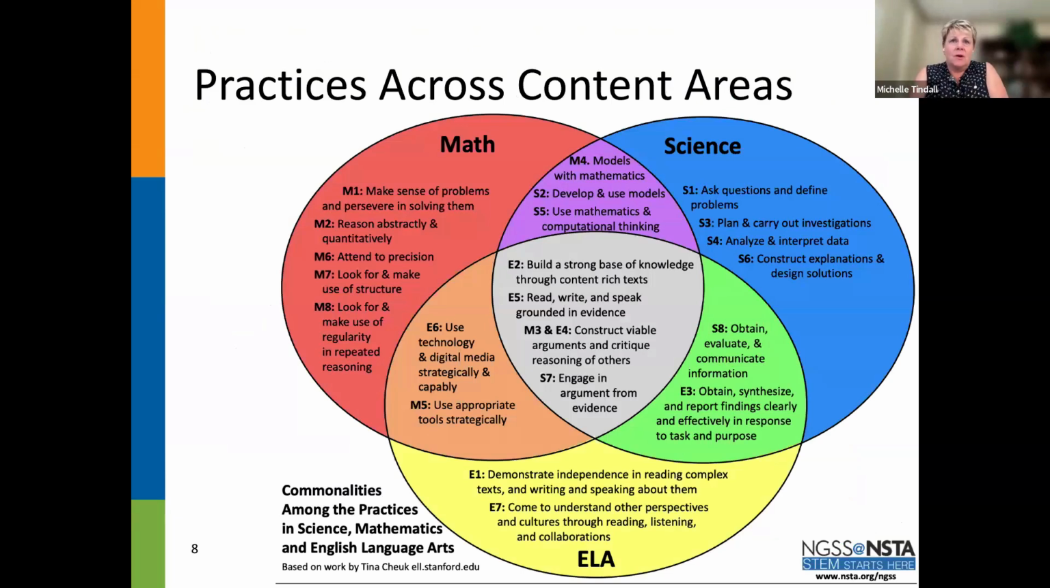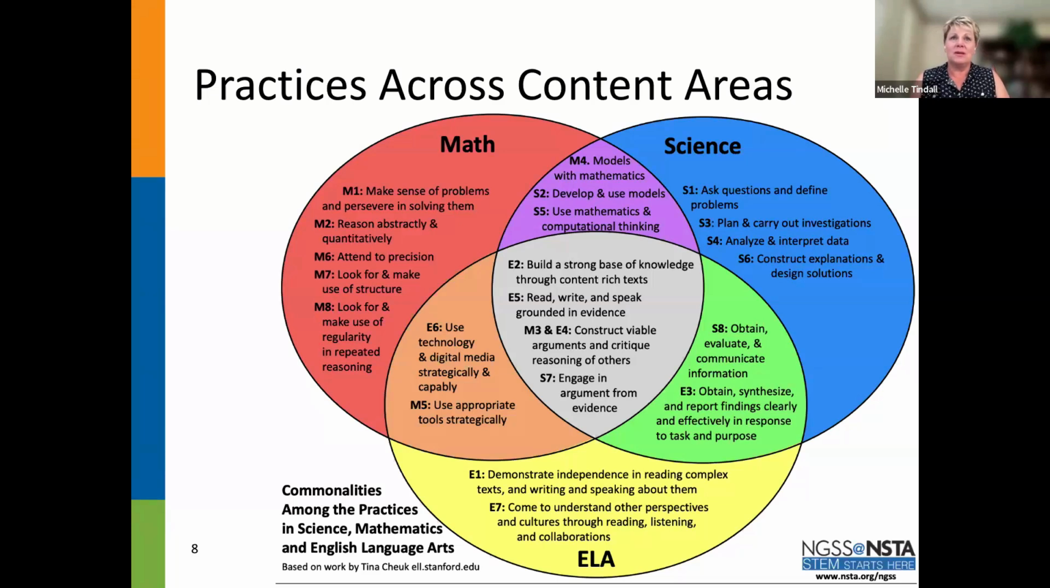So here you'll see a graphic from NGSS at NSTA. And I want us to focus really on the center of the Venn diagram. And what you see here are the practices that are in English language arts, the practices that are in sciences, and the practices that are in math. And when you look at the center, you see read, write, and speak grounded in evidence for ELA. You see for math, construct viable arguments and critique the reasoning of others. And for science, engage in argument from evidence. All that involves talk and communication.